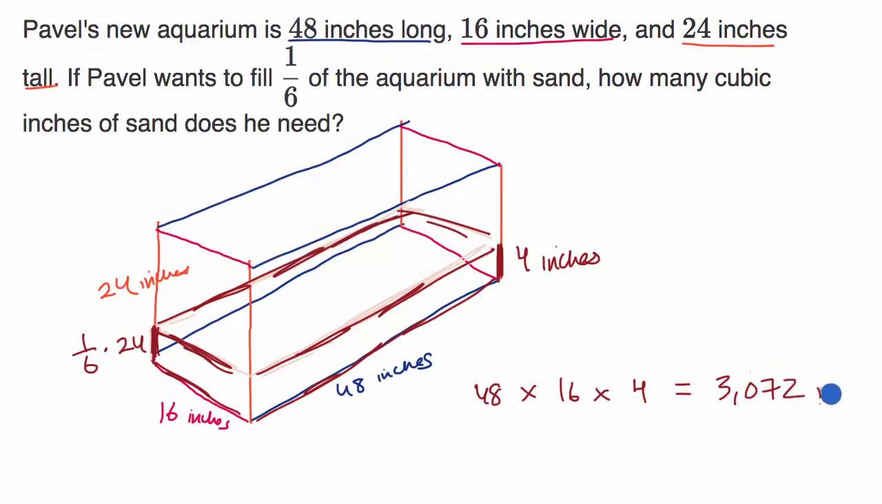3,072 cubic inches. So you could write that as inches cubed, or you could write it out as cubic inches. Sometimes you'll see it either way. And we're done.